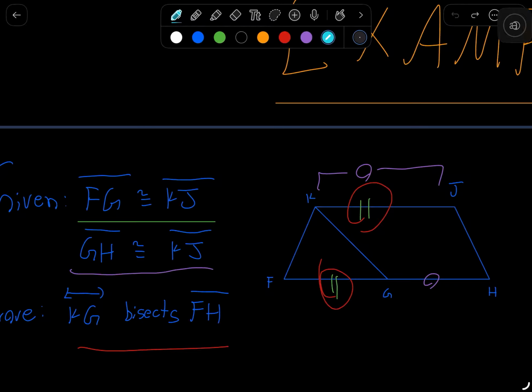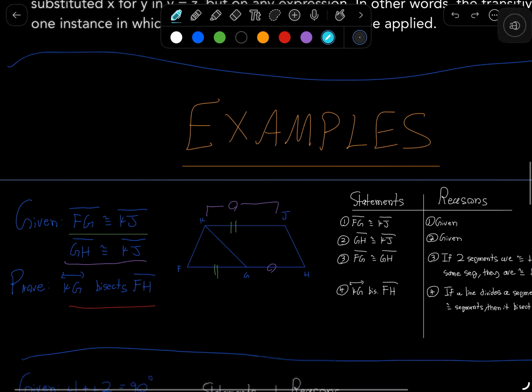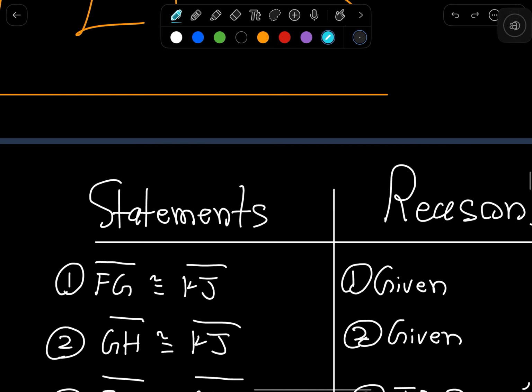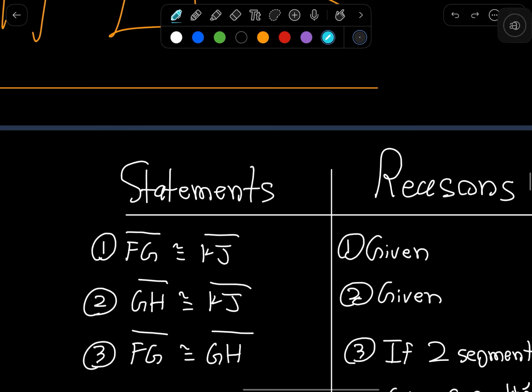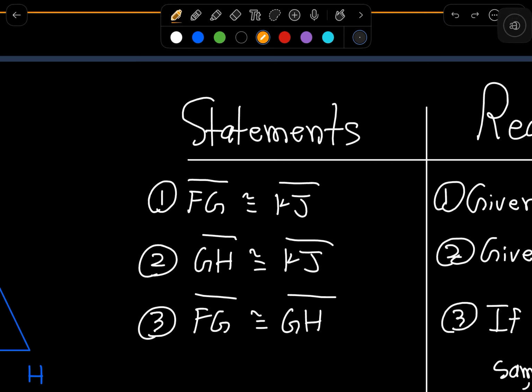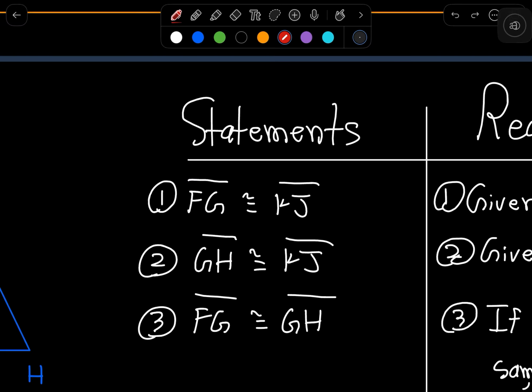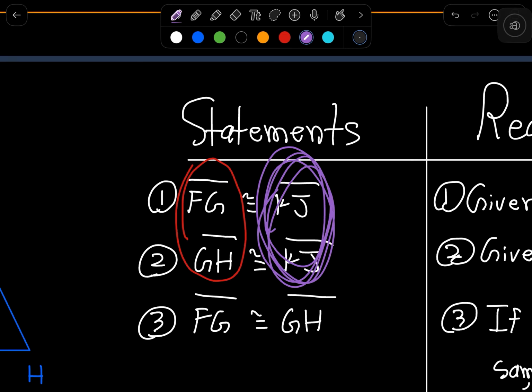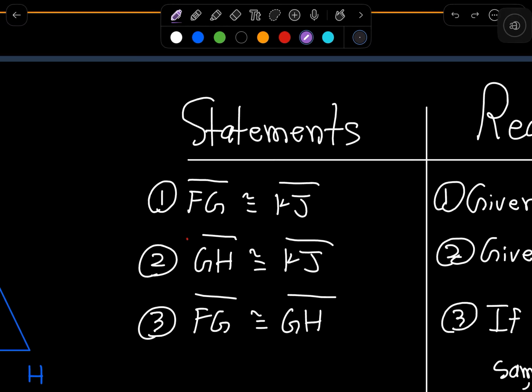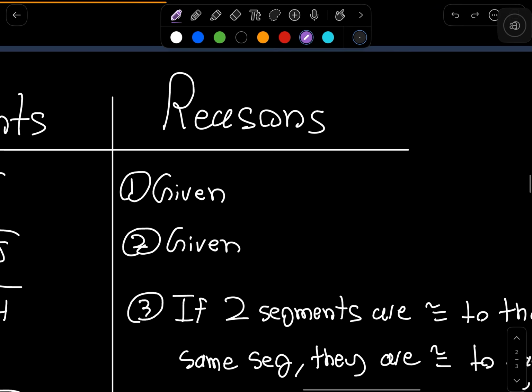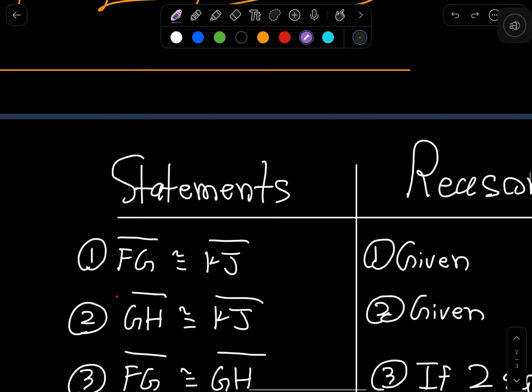So in this case, of course, we write our givens down first. That's always the first step. Then after that, look at this: these segments here are both congruent to the same segment. Therefore, you can see that they're equal to each other. Sometimes just by looking at it in this form, it makes it much easier to understand, because you can see that both of these are congruent to the same segment. So you can say that these are congruent to each other. And that's the third step: if two segments are congruent to the same segment, they are congruent to each other.